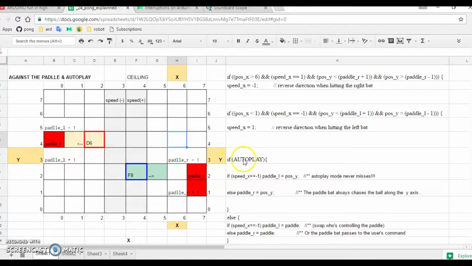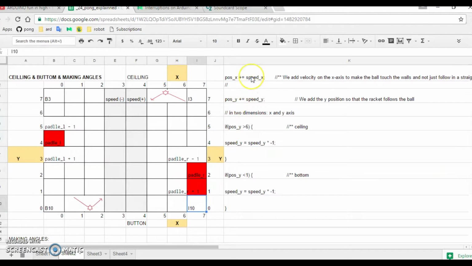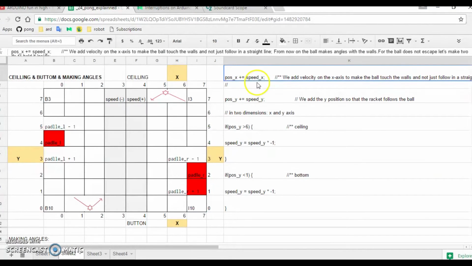Autoplay or one play mode. This part tells who's in command, autoplay or one play mode. Autoplay mode never misses. The pedal bat always chases the ball along the y-axis. Back to angles. We add velocity on the x-axis to make the ball touch the walls and not just follow in a straight line. For now, the ball makes an angle with the walls, so the ball does not escape.